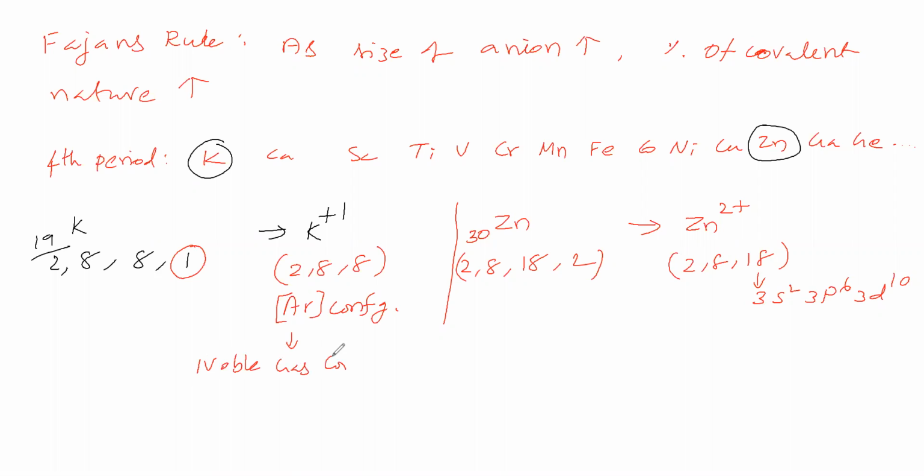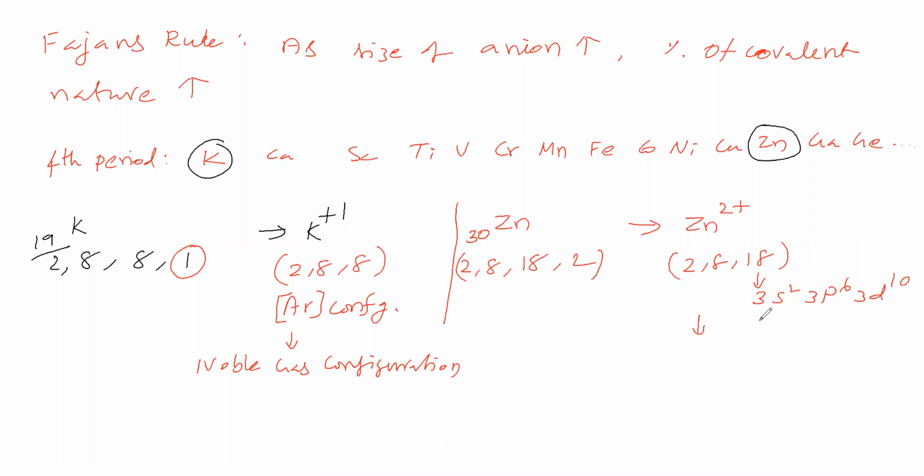Now K plus is having noble gas configuration. Noble gas configuration in the sense inert gas configuration, argon configuration it is having, therefore it is stable. Zn2 plus is not having inert gas configuration. Inert gas configuration in the sense this should be ns2 np6.